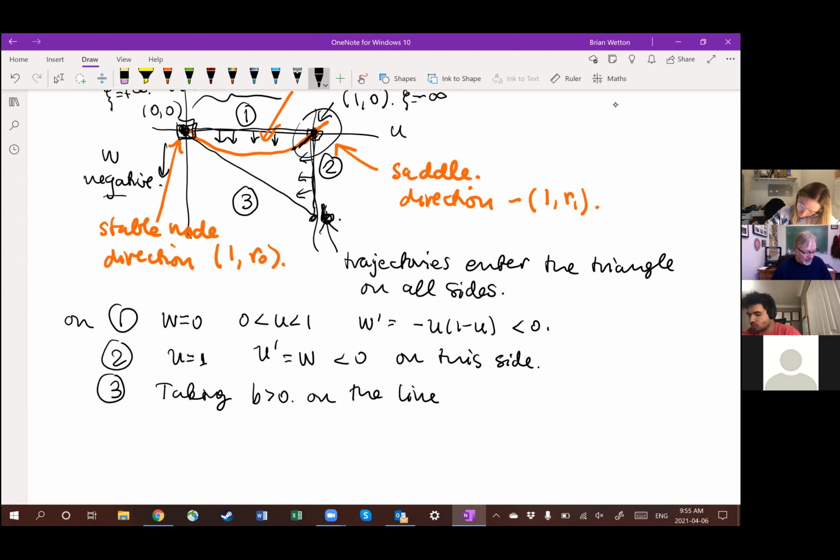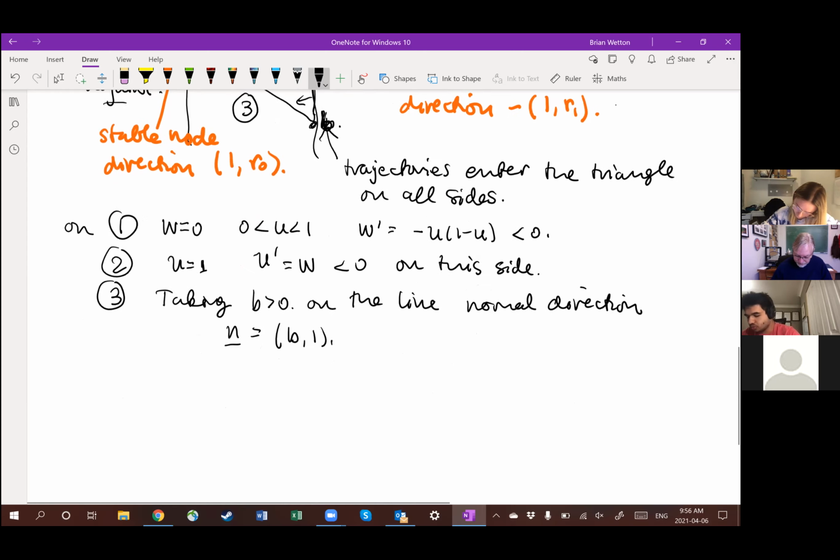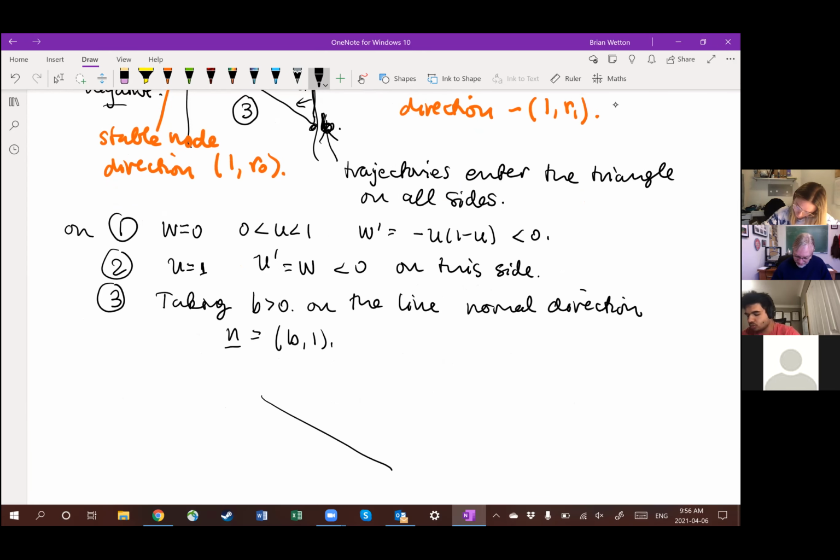That's number 3 line. I'm going to have a normal direction. This is easy to work out. A normal direction is going to be B1. Here I am on this line. Here's this normal direction, B1. So now you can see that this is the right picture when I take B to be a positive number.